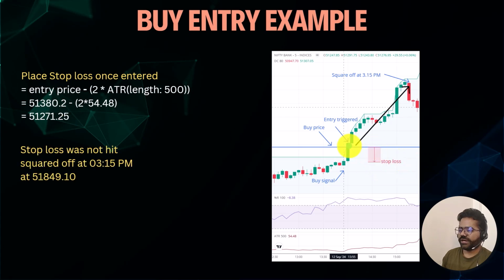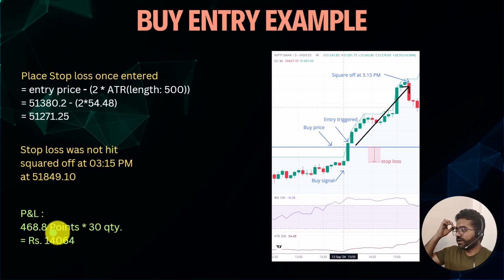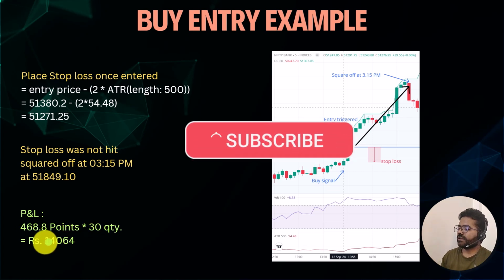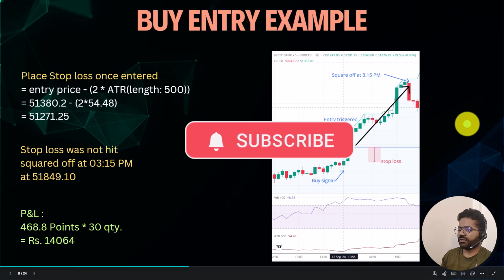From this point, we did not hit our stop loss. So we exit our trade at 3:15 p.m. With that, our profit is 468 points. Considering the Bank Nifty lot size is 30 quantity, we make 14,000 rupees on this particular trade.